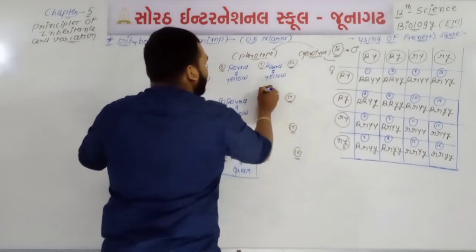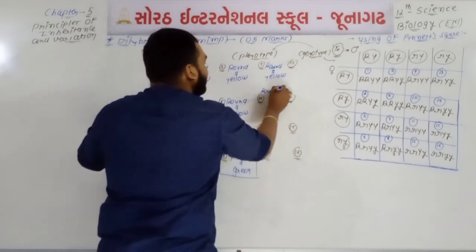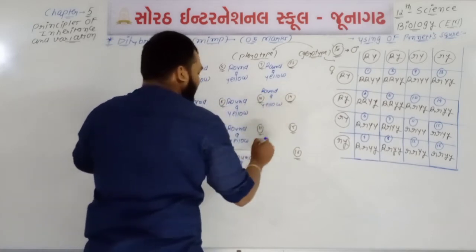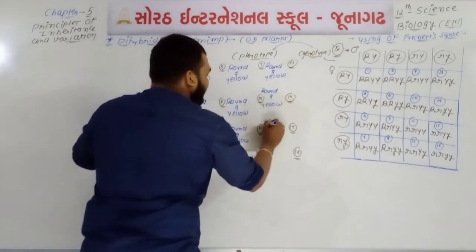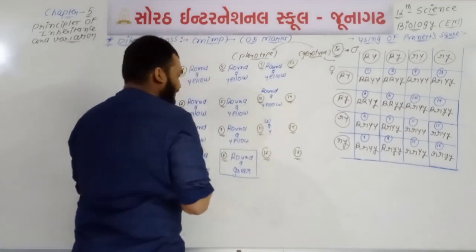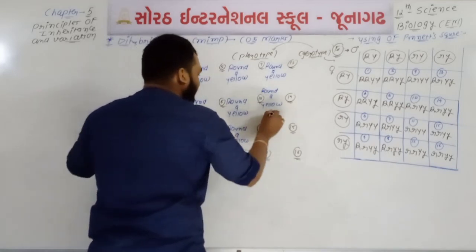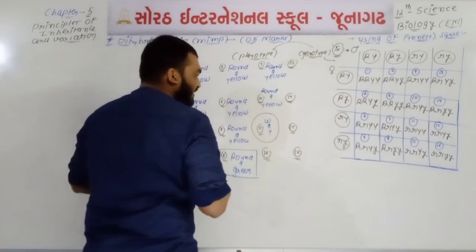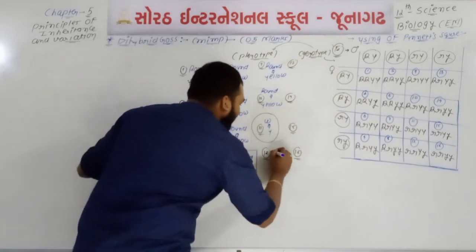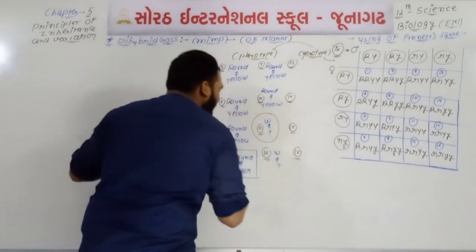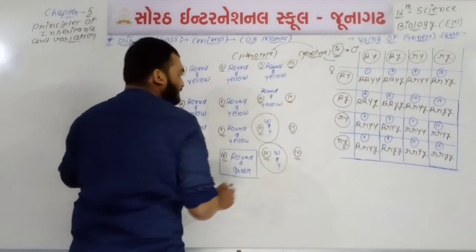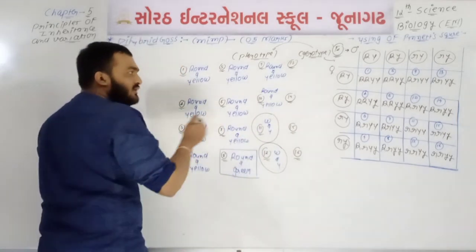What about number 10? Number 10 will be the round and yellow. What about number 11? 11 will be the wrinkled and yellow. What about number 12? 12 will be the wrinkled and yellow. You will write the full name. Okay, space the full name.